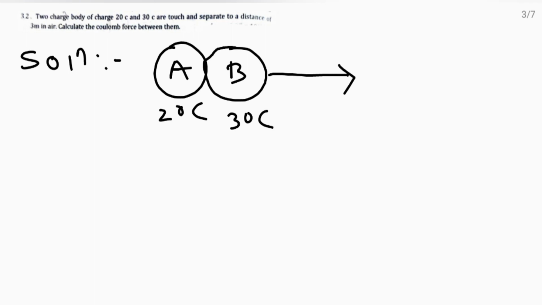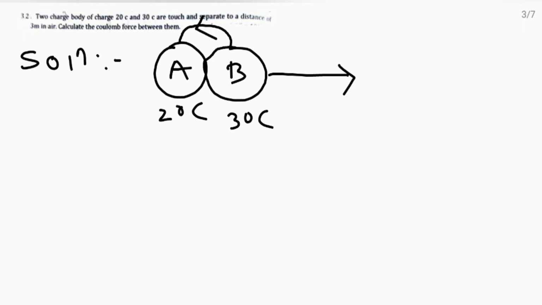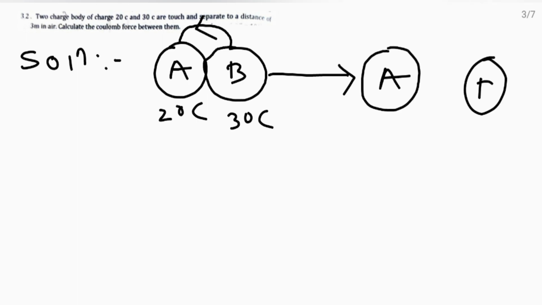In contacting, charge will get transferred from B to A because B has higher charge, that is 30 coulomb. So after contacting, they are separated with a distance of 3 meter, and after contacting both will have the same charge, because earlier I already mentioned that if two bodies are identical, then after contacting, charge shared by them will be equal.